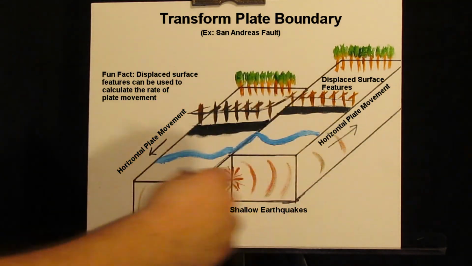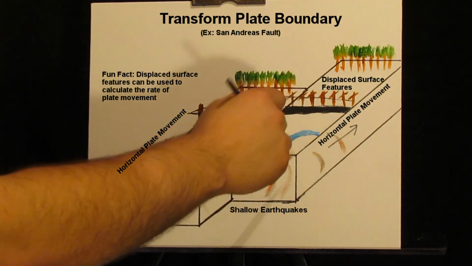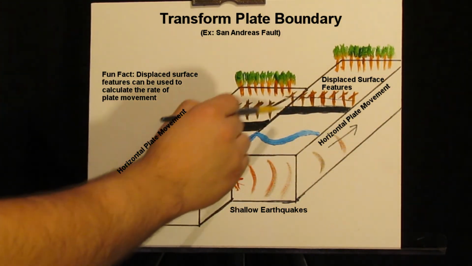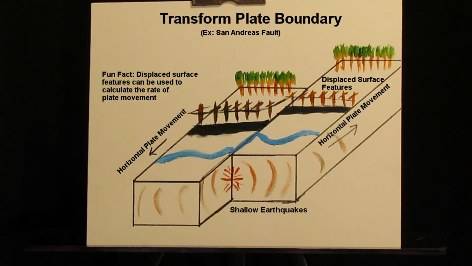We'll label these features: the relative motion of the plate, the shallow earthquake, the displaced surface features. These are all characteristics of the transform boundary. Okay, so that should finish out your diagram drawings for the plate tectonics section.